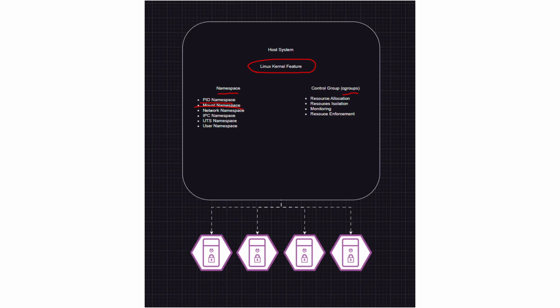Now the next one we are going to talk about is the network namespace. The network namespace provides network isolation by creating a separate network stack for each namespace. Each network namespace has its own network interface, IP address, routing table, and firewall rules. Network namespace allows a container to have an isolated network configuration and communication. When I say isolate, it means it's going to isolate from the host and from the other containers.